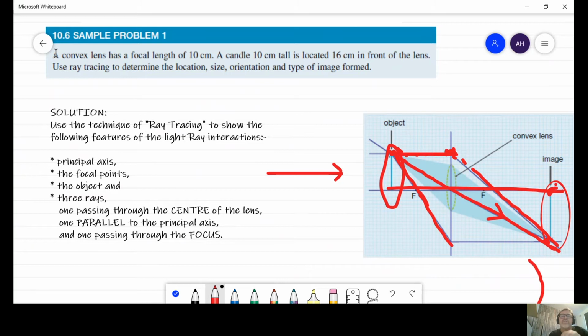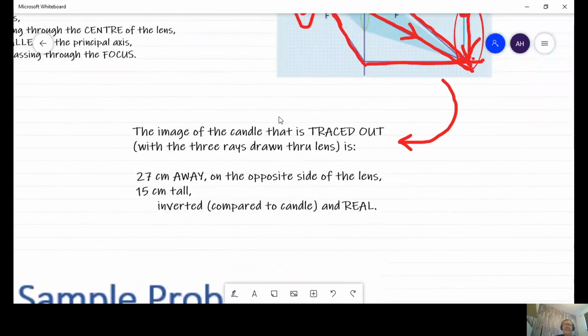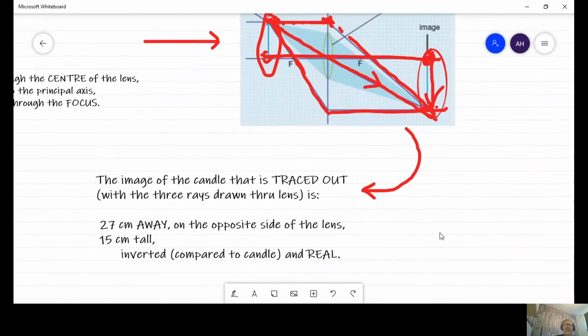Remember, this candle is in front of the lens. Sorry, not the image. The image is behind the lens. And we draw it across. That's where it converges. And so there it is. I've got all of those things. Now, if you used your ruler and drew those lines, you'll notice that the bottom of that image became the top on this image side, and the top became the bottom down there.